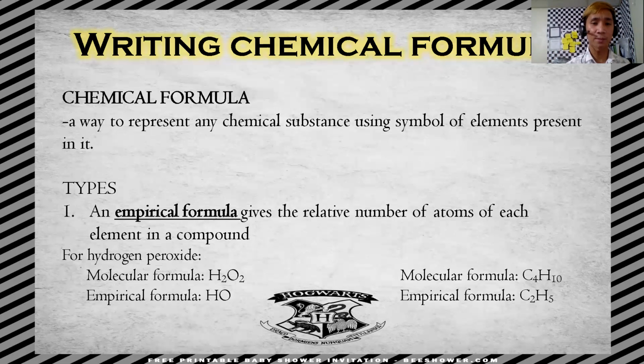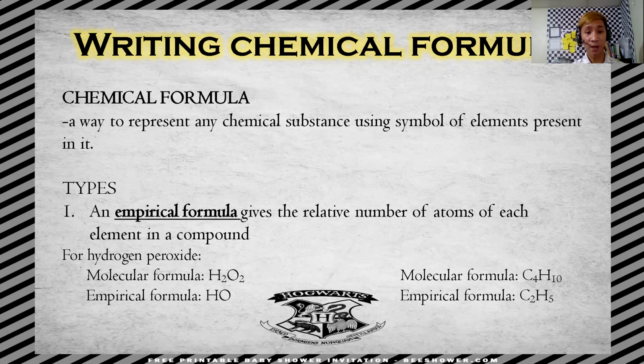Okay, now let's discuss about writing chemical formula. So let's discuss first the chemical formula. Pag sinabing chemical formula, it is a way to represent any chemical substance using symbols of elements present in it. So we have 3 different types of chemical formula. We have empirical formula. It gives the relative number of atoms of each element in a compound. Example for that is the hydrogen peroxide.